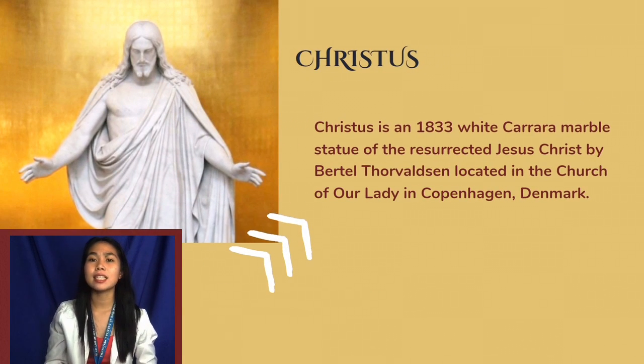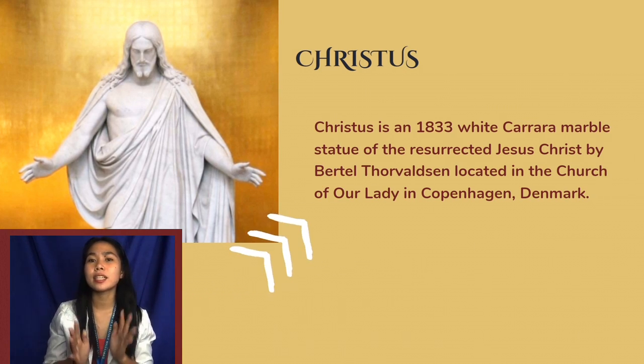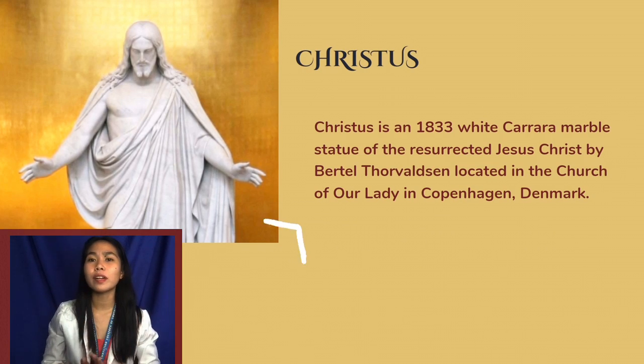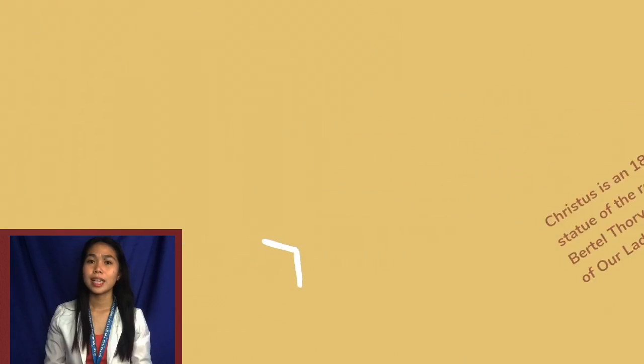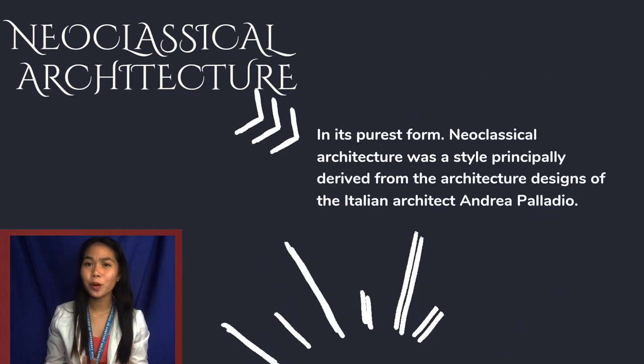So Christus is an 1833 white Carrara marble statue of the resurrected Jesus Christ by Bertel Thorvaldsen, located in the Church of Our Lady in Copenhagen, Denmark. So a marble sculpture image of the resurrected Jesus Christ is currently located at the Thorvaldsen Museum. Now let us proceed to neoclassical architecture and know more about it.